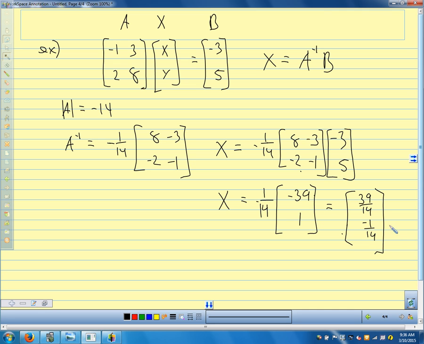So multiply through by that fraction right at the end, because otherwise you're going to be dealing with fractions all the way through that calculation. And this is a little easier than dealing with all those fractions when you solve this system of equations.